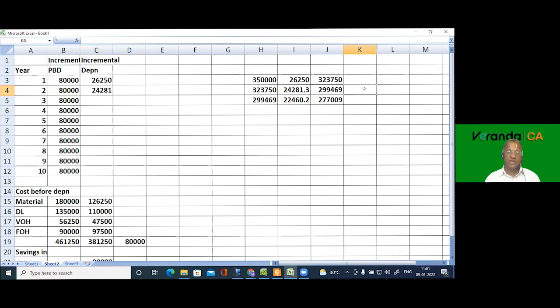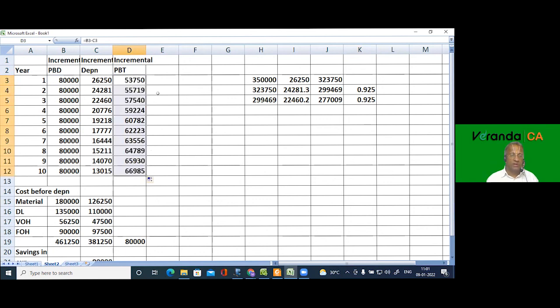Correct? You can just check now. This figure divided by this figure in percentage terms comes to 92.5%. The same thing you can try in this case also. So year after year, the depreciation is going to be on WDV basis. Therefore, with the help of a calculator, you can draw it like this. So what is your incremental profit before taxation? This minus this, right? So incremental profit before taxation, and profit after taxation you can work out.